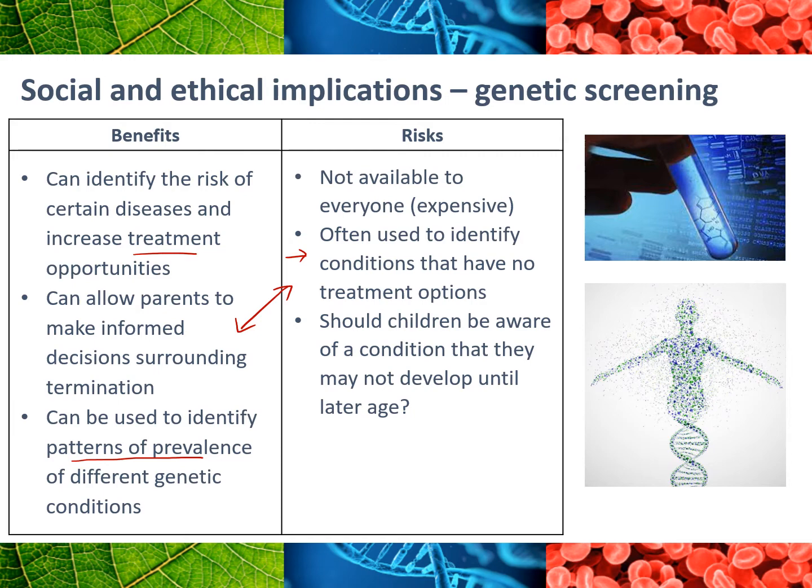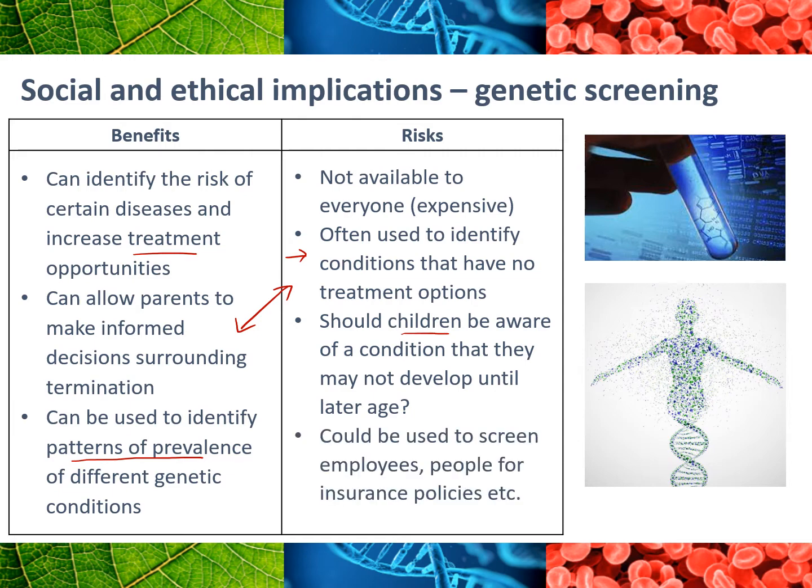Some screening might pick up a risk of a child developing a disease much later in their life. So there's an ethical debate about whether children should be told about those kinds of things. Is that something they should be aware of if there's a high risk of certain diseases, or is that just going to cause unnecessary stress?